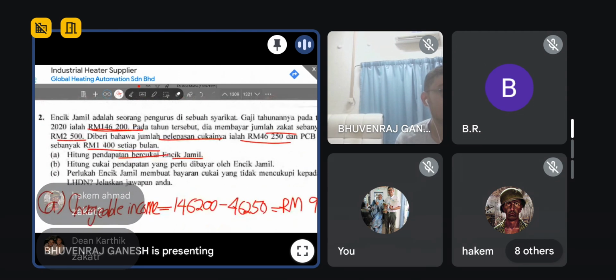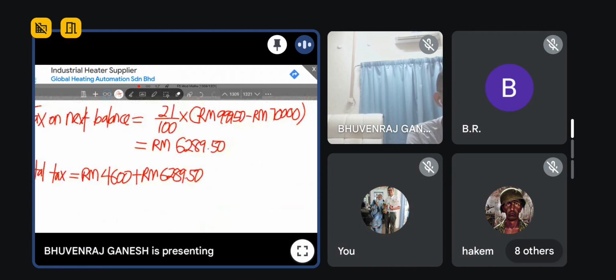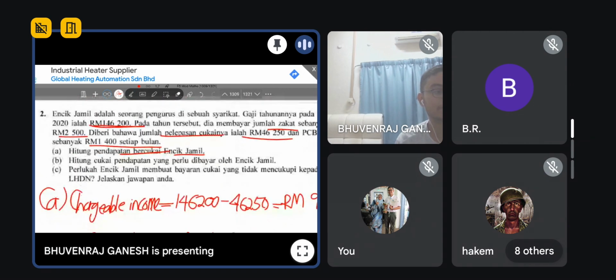Okay, you must minus your zakat also. RM 2500. Okay, don't forget. Zakat is always minus at the end. So this will be your final answer. Okay, so you will get 4600 minus this. So you will get 8389.50. Okay, so this is your answer for part B. Jawapan untuk soalan B.